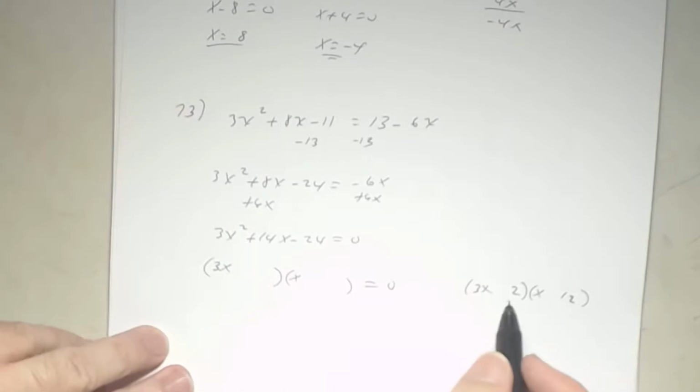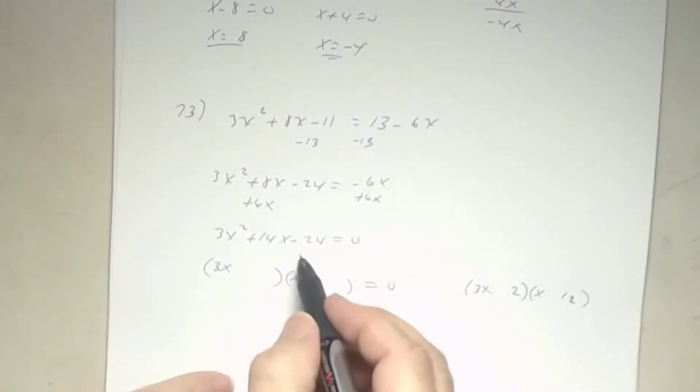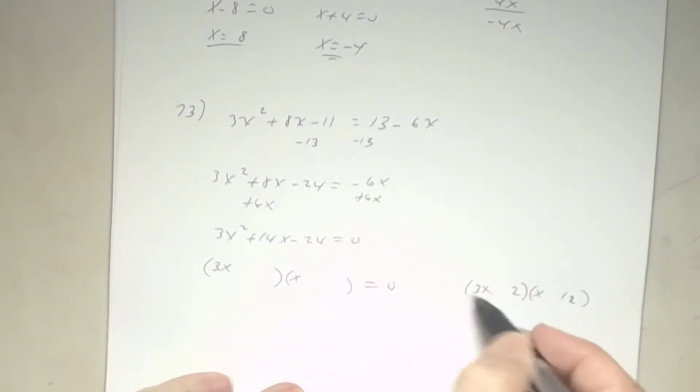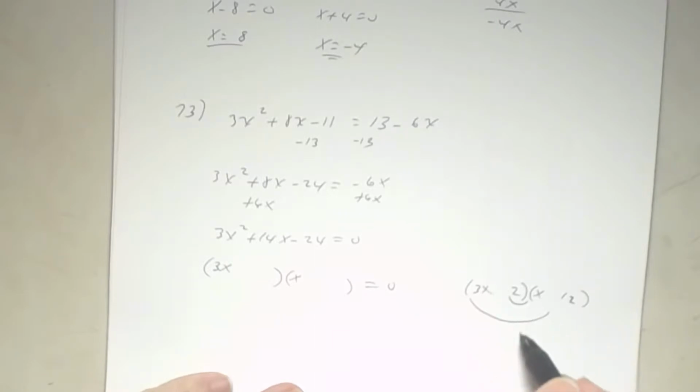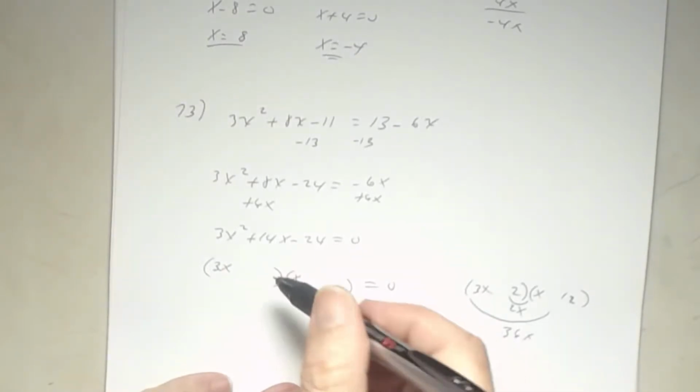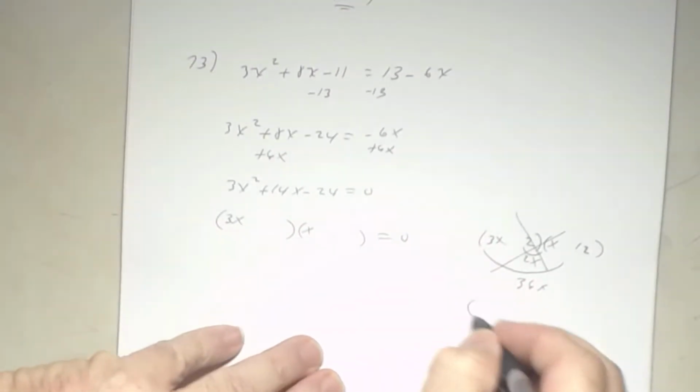And they're both positive? No, they're not. The last sign's negative. So the last sign's negative means one's positive, one's negative. So this is 36x, this is 2x. When you subtract them, does that give you 14? Negative. So that's not going to work. My bad, peeps.